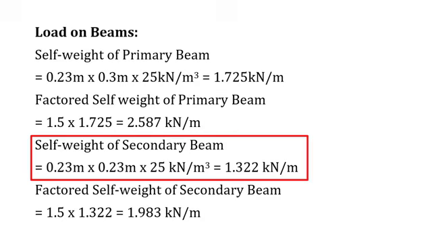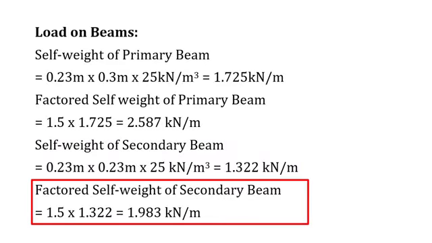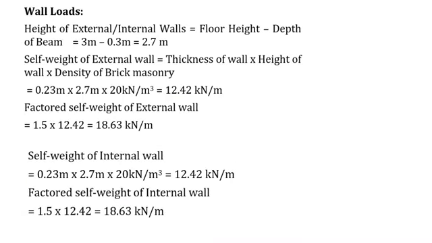The self-weight of secondary beam will be equal to 0.23 meter into 0.23 meter into density of RCC, that is 25 kN per meter cube, and the total will be 1.322 kN per meter. Factored self-weight of secondary beam will be equal to 1.5 into self-weight of secondary beam, which will be equal to 1.98 kN per meter. To calculate the wall loads, we need to know the height of the wall.